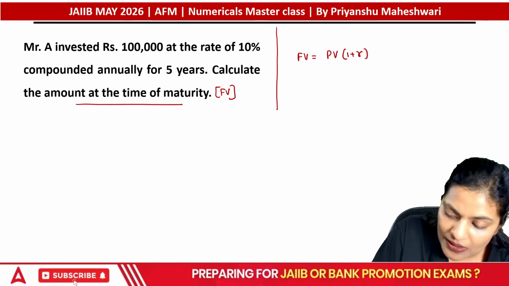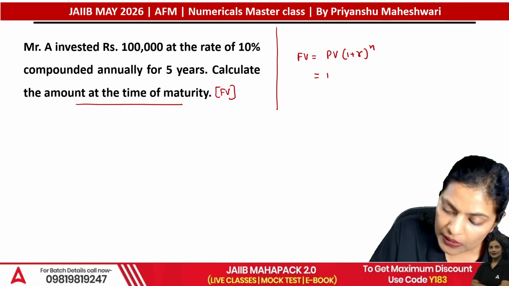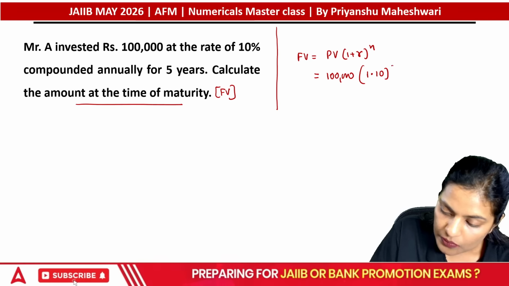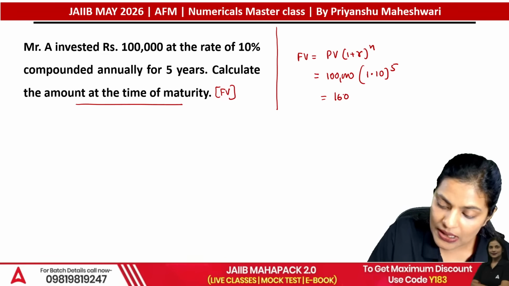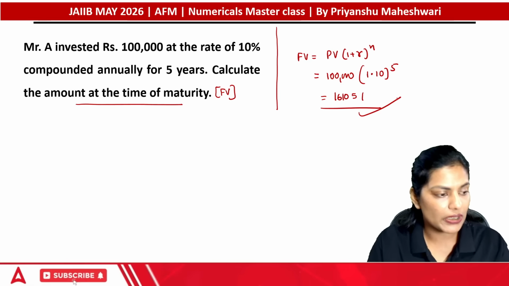1 plus r power n. Such questions are rarely asked. They ask formulas of it, but we have to be prepared for everything. Power 5. So, simple question. 161051. I'm just copying one of your answers. I think you would have done the calculation.